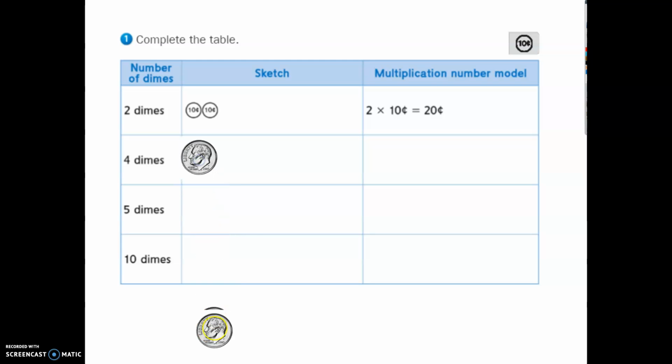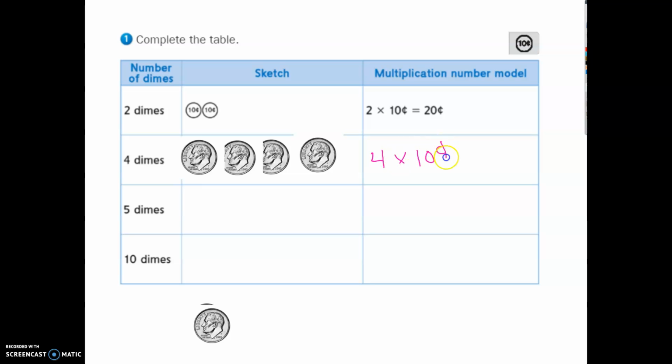So 1, 2, 3, 4. And of course you're going to draw yours. And then when you're finished drawing them, write your number sentence. So it would be 4 times 10 cents equals 40 cents. I'm going to pause the video and I want you to finish the last 2.